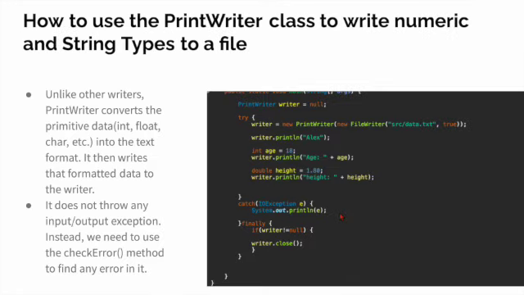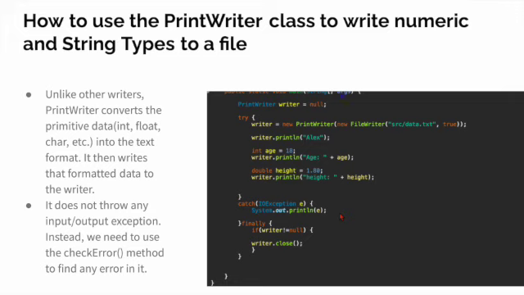Now I will explain how to use the PrintWriter class to write numeric and string types to a file. There are a few things we need to take into account when we work with the PrintWriter. Unlike other writers, the PrintWriter converts the primitive data into text format. It then writes that formatted data to the writer. Also, the PrintWriter class does not throw any input-output exception. Instead, we need to use the checkError method to find any error in it.